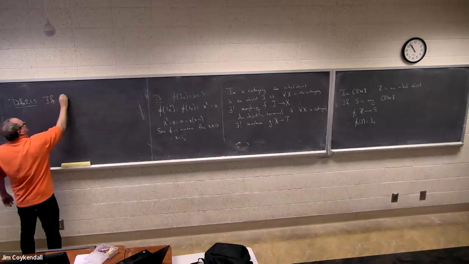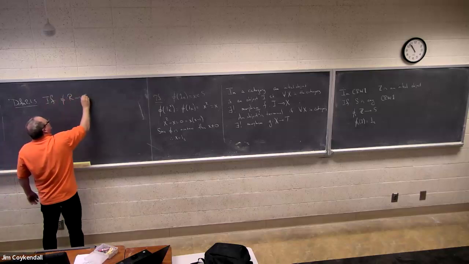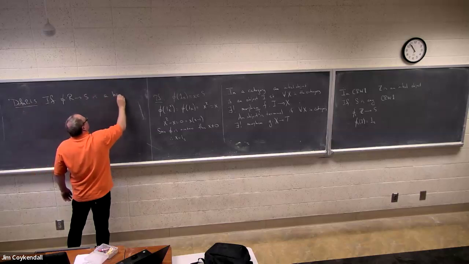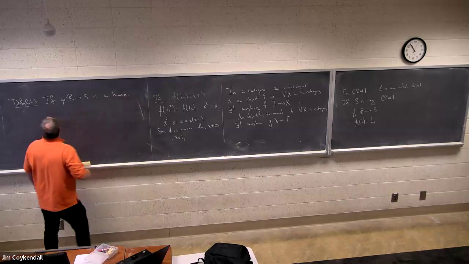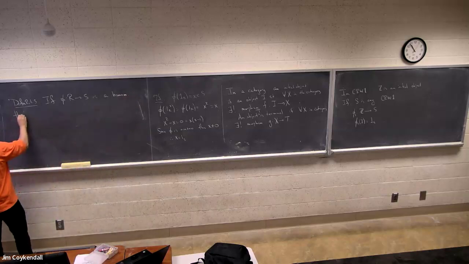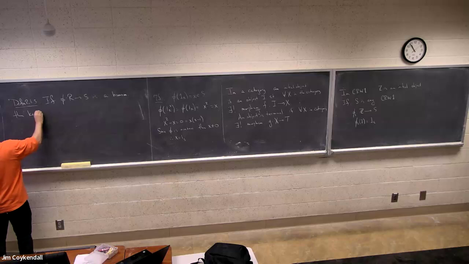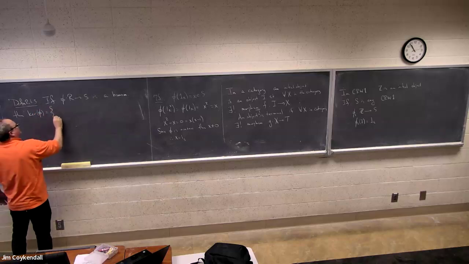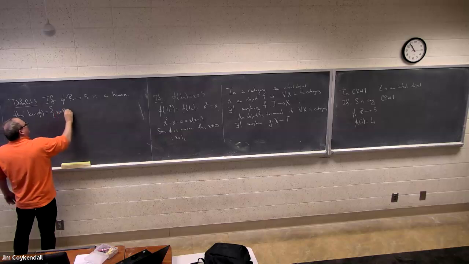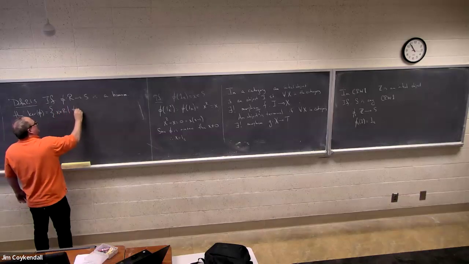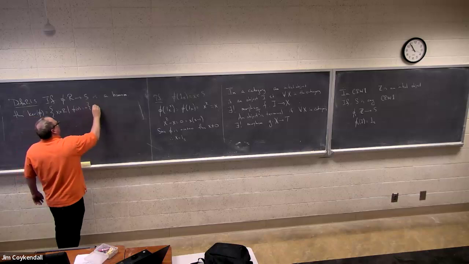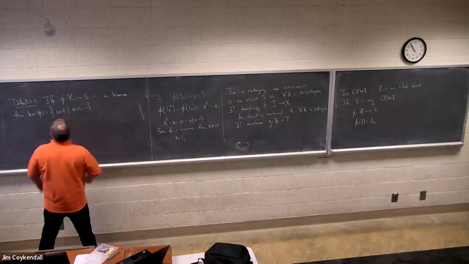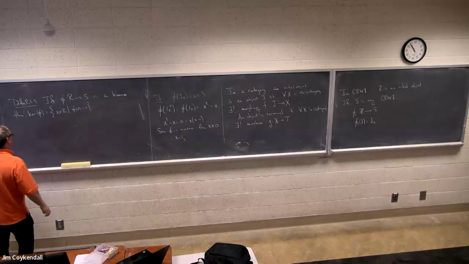Suppose phi from R to S is a homomorphism. Then the kernel of phi is the set of x in R such that phi of x is 0. Well, let me just say that this is a definition.